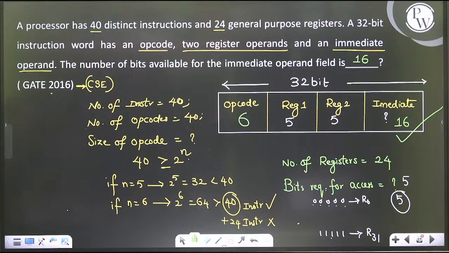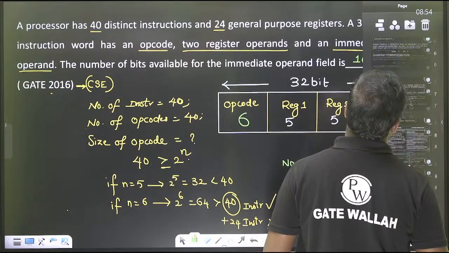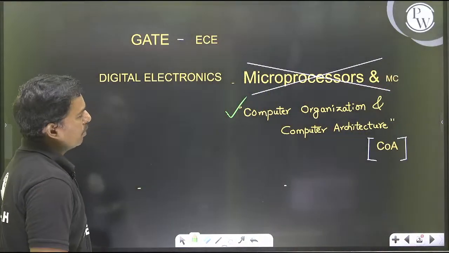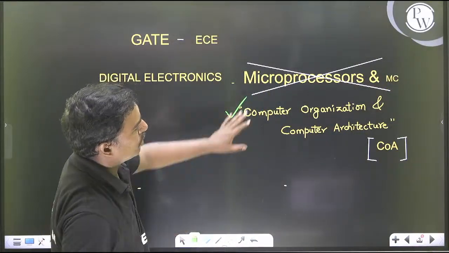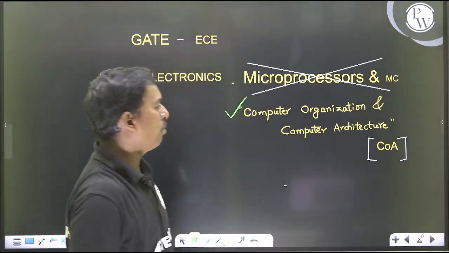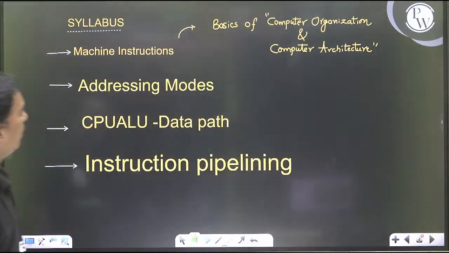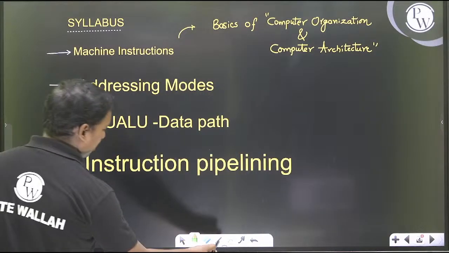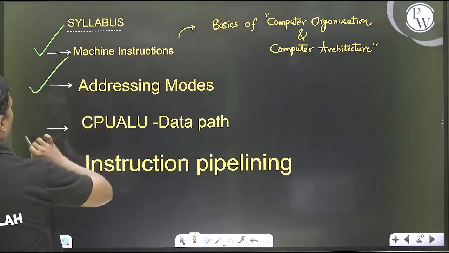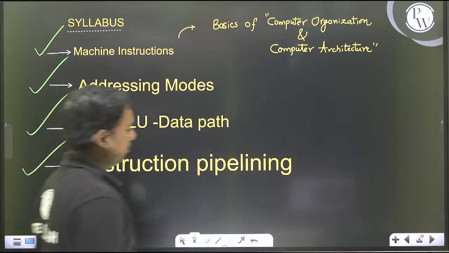Enough for today. So today what we have discussed, एक बार summarize करेंगे. Today हमने just I was talking about digital electronics. In that microprocessor was there earlier, but now the microprocessor and microcontroller are removed and इसकी place में computer organization and computer architecture add हो चुका है. And the syllabus has only 4 topics: machine instructions, addressing modes, CPU data path and instruction pipelining.